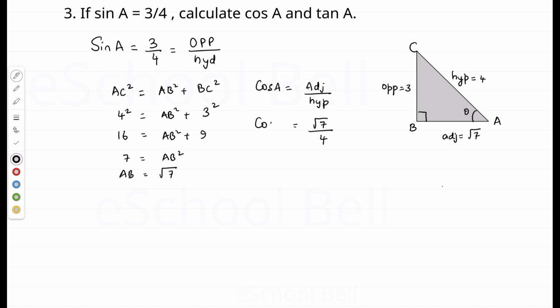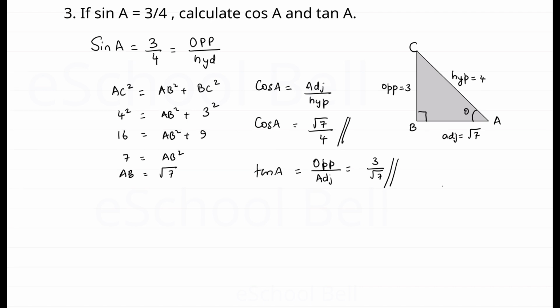So this is the answer for cos A. Tan A. Tan A is given by opposite by adjacent. So opposite is 3 and adjacent is root 7. So this is the answer for tan A, and with this we finish question number 3.